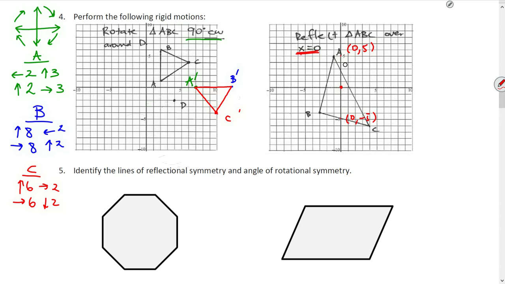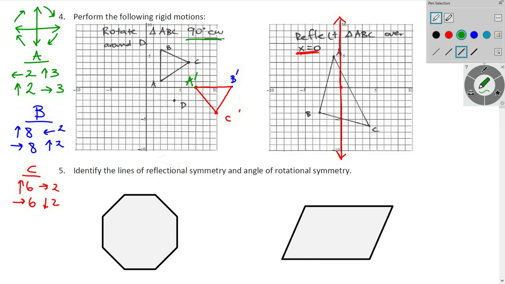So this line right here is all the places where x is equal to 0. Or memorize that x equals a number is always a vertical line, and y equals something is always a horizontal line. That's the most common mistake I see.